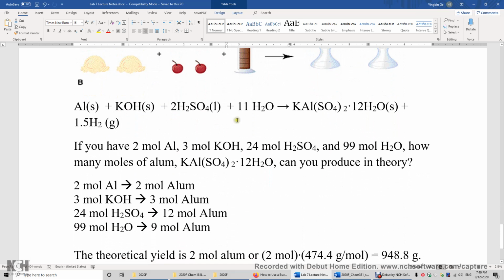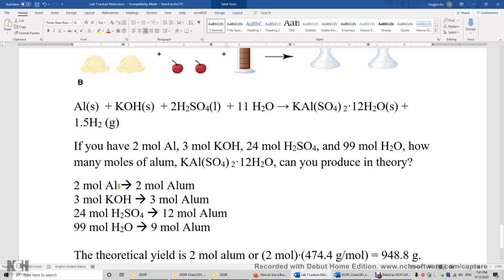Now let's get back to the real chemical equation. It's aluminum reacts with potassium hydroxide, 2 sulfuric acid, 11 water. This is a product. And hydrogen is another product, although we don't care about hydrogen that much. Now let me give you some numbers. Let's say you have 2 moles of aluminum, 3 moles of KOH, 24 moles sulfuric acid, 99 moles of water. Now, how many moles of alum can you make, theoretically?